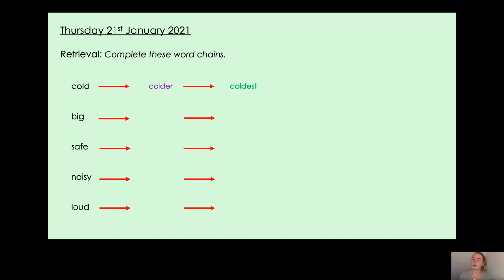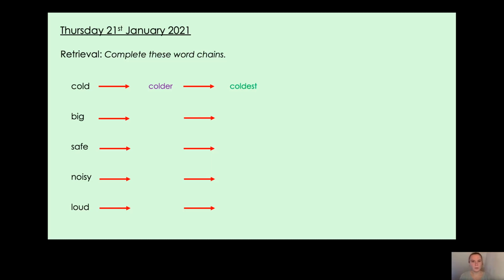Can you pause the video now and have a go at changing these adjectives into comparative adjectives and then into superlative adjectives? Pause the video now and have a go. Okay, Year 2, so let's see how you got on. So the first one, big, what goes next? That's right, it ends in a consonant and a single vowel sound, an I and then a G.